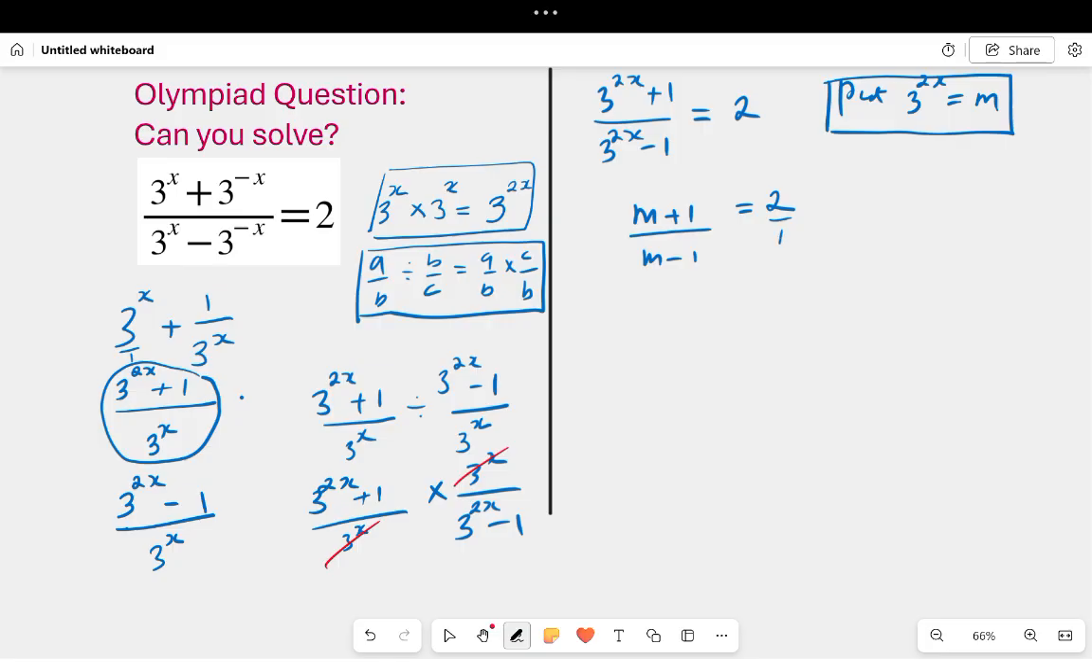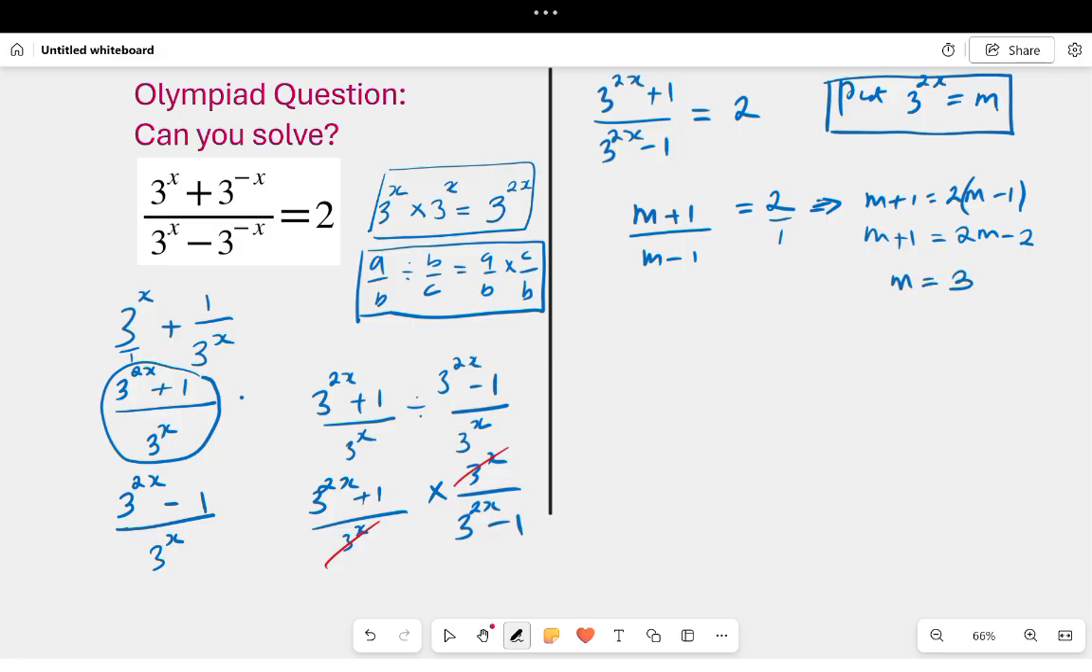Then we just do cross multiplication of all these, which is going to be equal to m plus 1 is equal to 2 into m minus 1. So m plus 1 will be, opening the bracket there, 2m minus 2. We put the like terms together for all these. What we notice is actually m will be equal to 3.